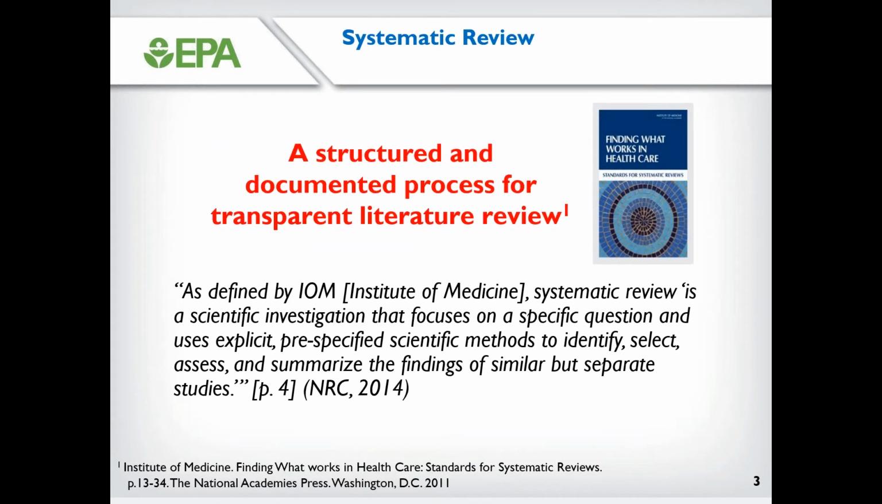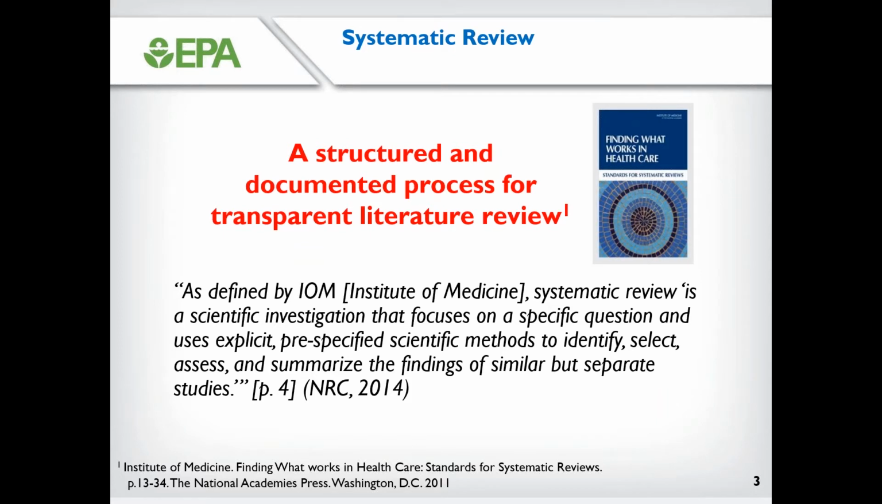So we do our assessments using systematic review approaches. A systematic review is essentially a study of studies. When you think about an experiment, an experiment has a methods section. That's what systematic review does for literature analysis. It brings that level of transparency to analysis.